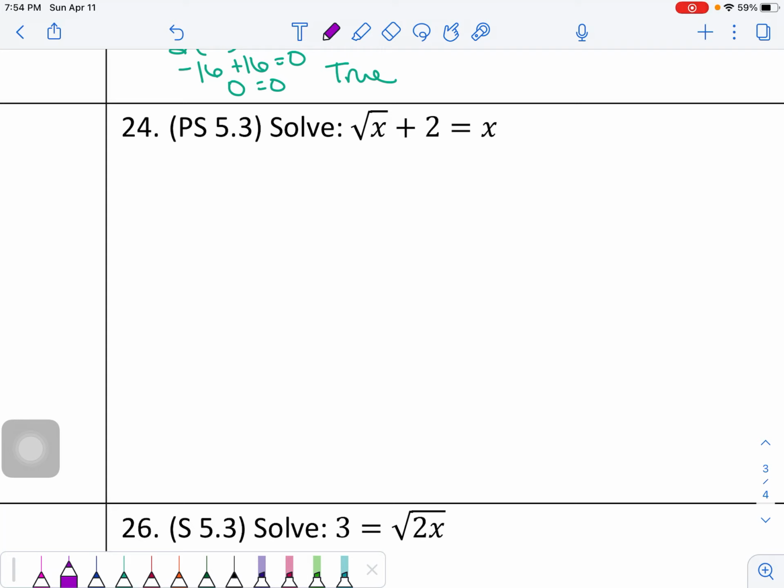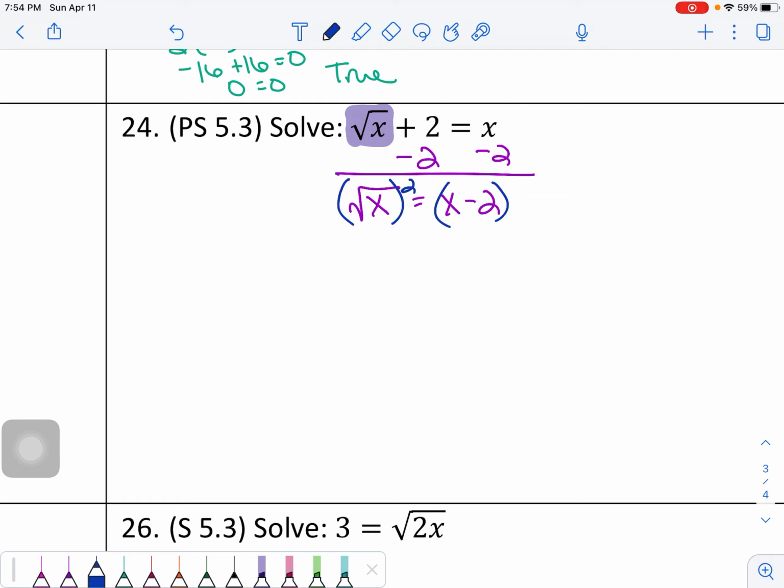All right, problem number 24. I am going to find my root. In this case, it's the square root of x, and I want to isolate it. Now, what's going to make number 24 a little tricky is because we've got x's on both sides, we need to make sure that when we do the next step, we are paying attention to all the pieces. So I've got the square root of x is equal to x minus 2. I am going to square both sides. So square and square root cancel out, x is equal to.